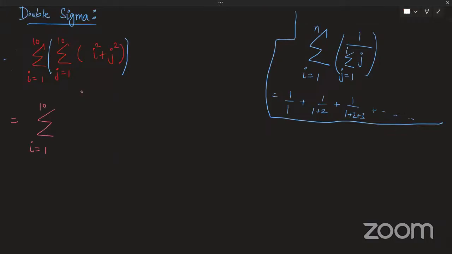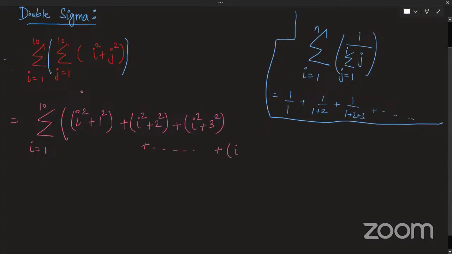And then whatever you have inside this sigma, you try to write it in the expanded form first. Can you help me write this inner sigma in the expanded form? So J is going from 1 to 10 and I will remain as it is. So it will be I square plus 1 square plus I square plus 2 square plus I square plus 3 square, and so on till I square plus 10 square. Right, everyone? This is how we can expand the inner sigma.